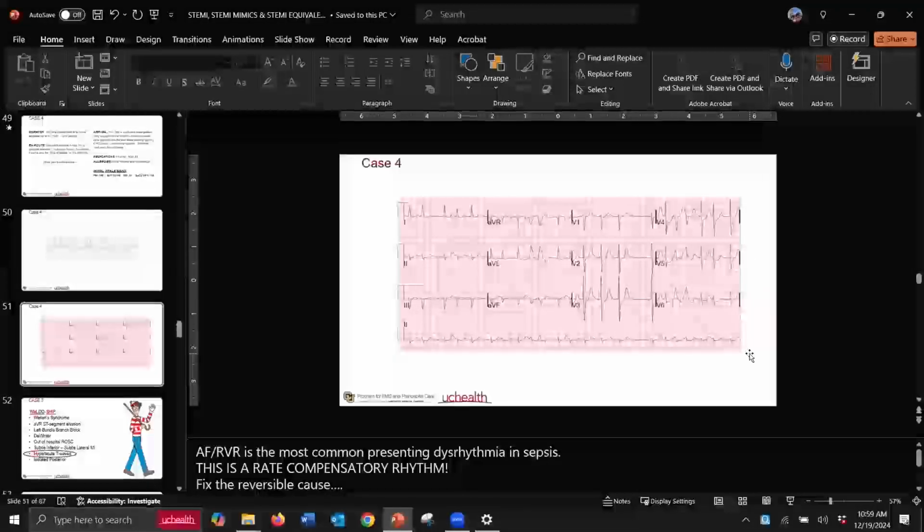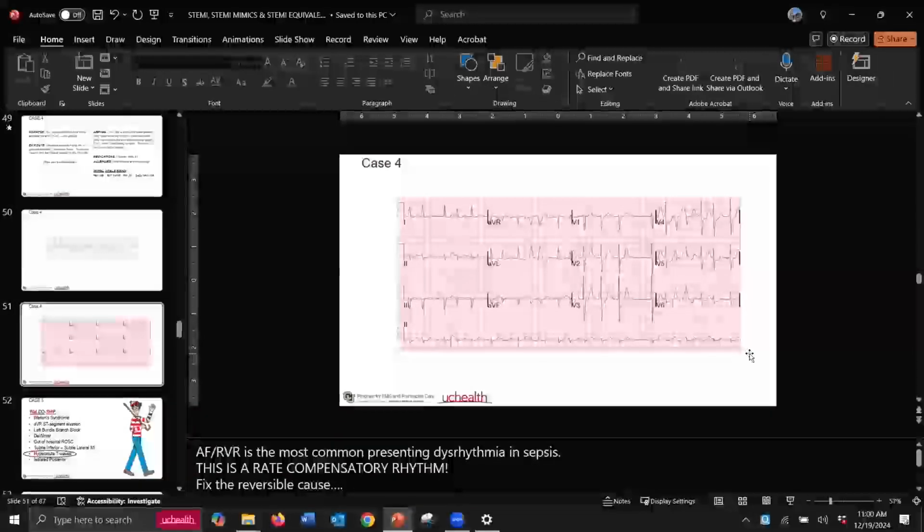Times 2 for an adult, times 3 for a kid, right? So he may or may not need more, right? Be careful not to fluid overload him, but expect that he'll require a fair amount of fluids.